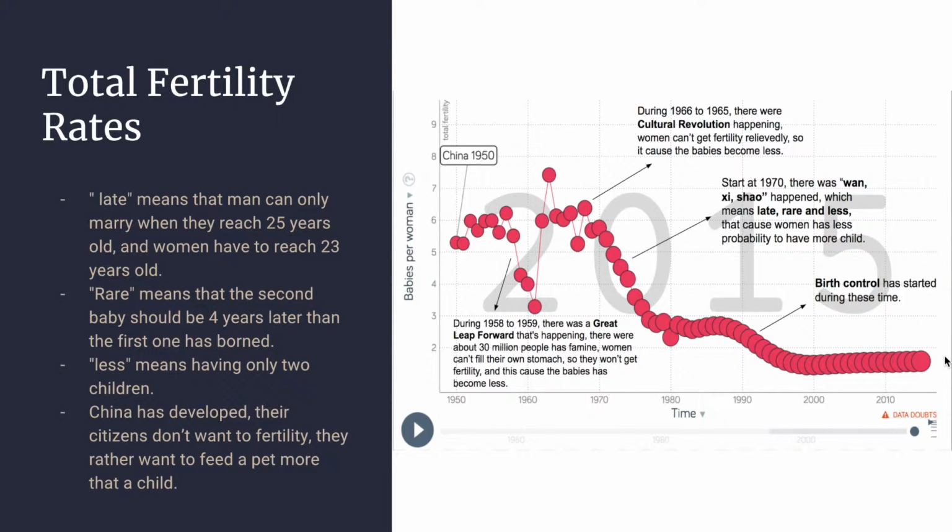Yeah, in the rest of the years, people do not really want to have a child. This is because a lot of their knowledge has grown. Yeah, and they would rather feed a pet than a child. Yeah, that causes a lot of hard work.